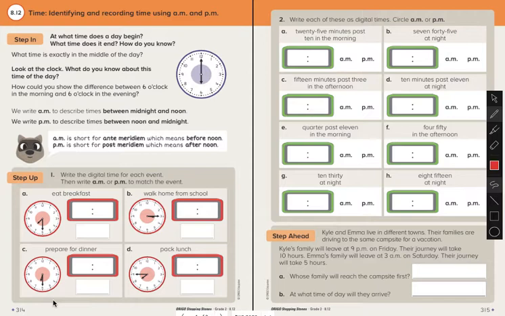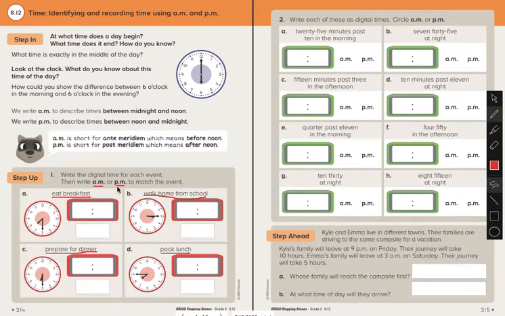Since this is something new again, I'm going to walk through each section with you and I'll do some examples so that you are ready to get going and you won't have any questions. For the red clocks in the step up, the directions say, write the digital time for each event. Then write AM or PM to match the event. The event they're talking about is the words: eat breakfast, walk home from school, prepare for dinner, pack up lunch. That is how you know whether to write AM or PM. So let's do A together.